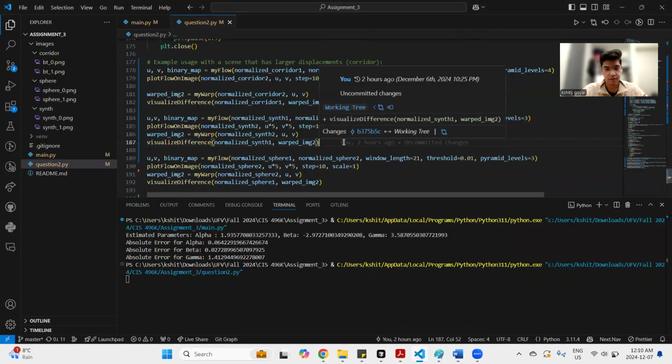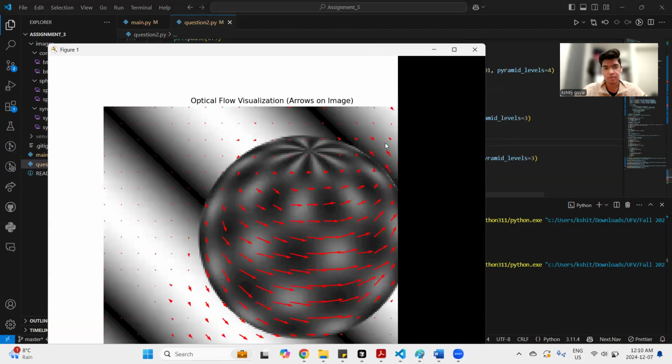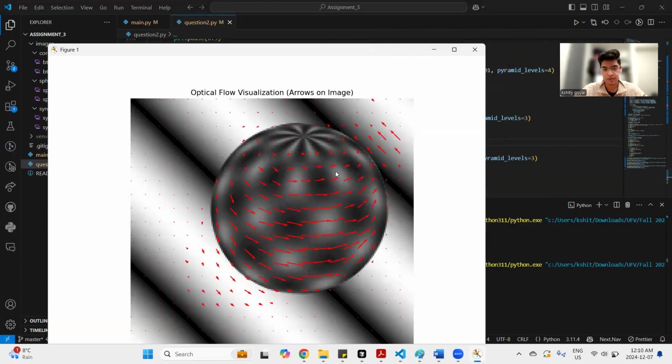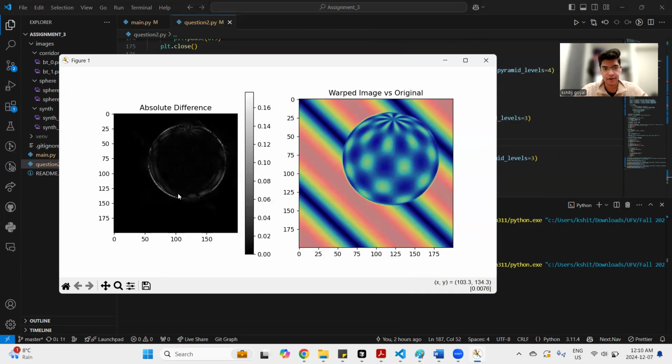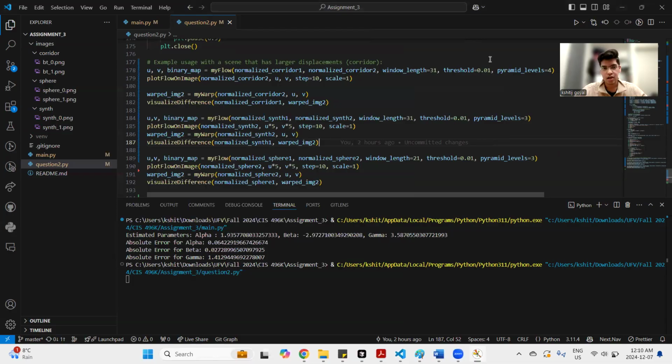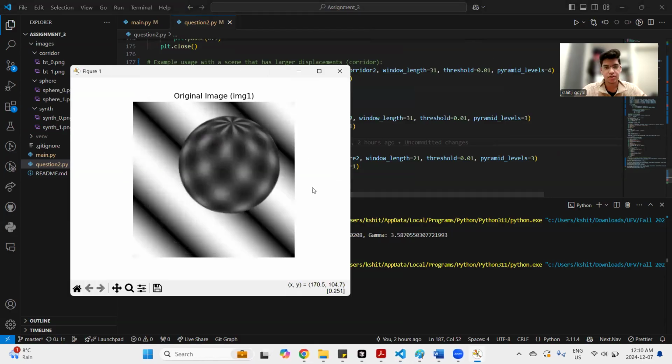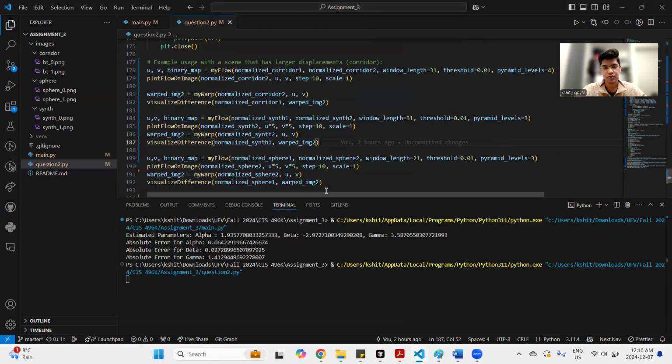And the last part will be for the sphere. It should be up here any moment. So you can see the sphere is rotating to the right. And the optical flow, most of it is happening in the center. Again, you can see the absolute difference is very nice, almost black in the center there. And you can see the warped image and the original very close to each other.